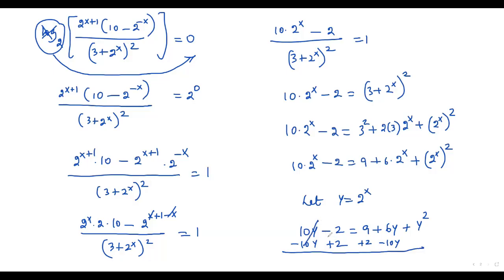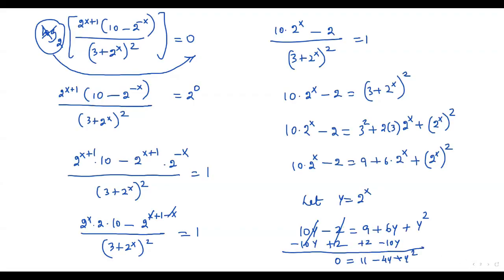So here +10y, -10y will cancel, -2 + 2 will cancel, we get 0 on the left side. And when I combine this 9 and 2, I'm getting 11. And when I combine this +6y and -10y... I'm getting -4y + y square. Okay, now let me continue on the next page. So we have 0 equals 11 - 4y + y square.